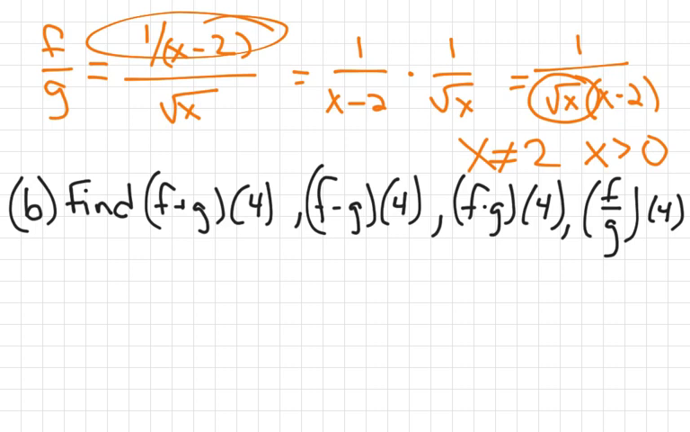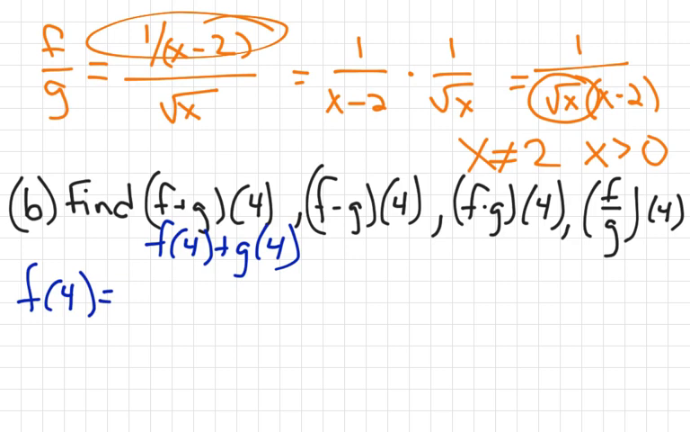Now let's find f plus g of 4, f minus g of 4, f times g of 4, and f over g of 4. Now remember that this is the same as f of 4 plus g of 4. So it'll make our lives a lot easier if we just figure out what f of 4 is. Well, f of 4 is going to be 1 over 4 minus 2, which is 2. So f of 4 is 1/2. G of 4 is going to be the square root of 4, which is 2.